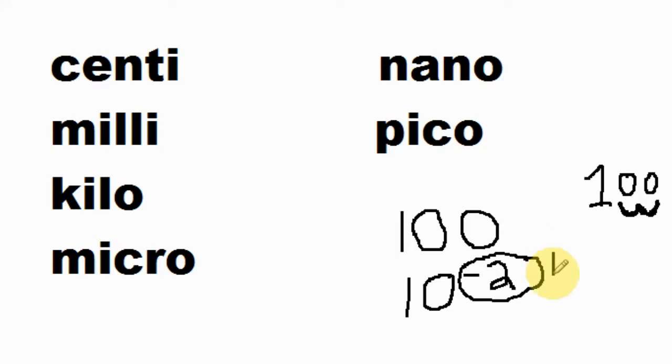So basically, this number here is how many places to the left that you would need to move it to get back to a meter. So we know centi is 10 to the negative second. Now let's talk about a positive number, such as kilo, is 10 to the third.